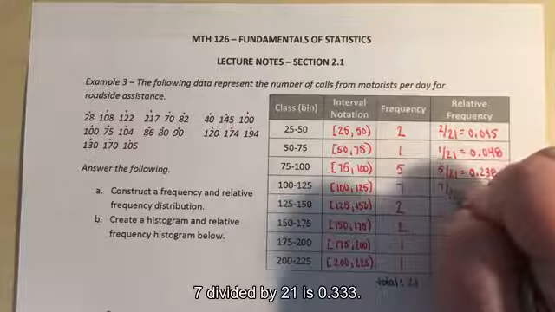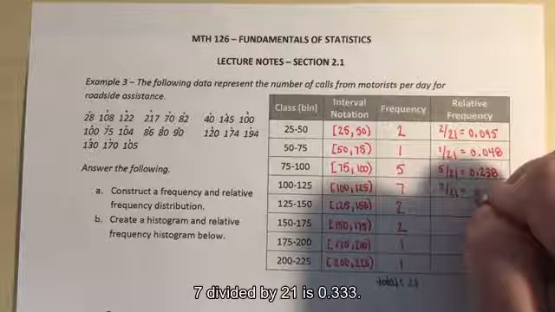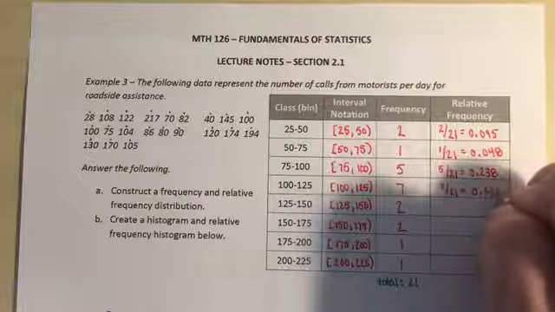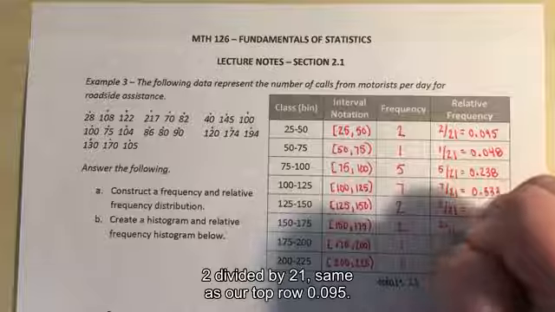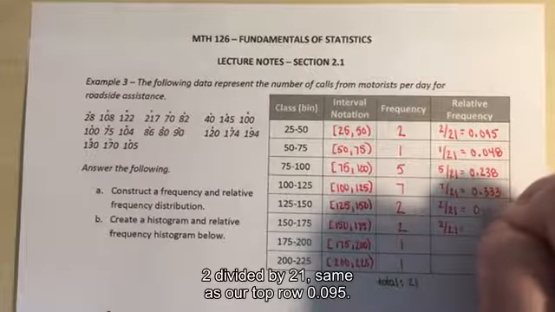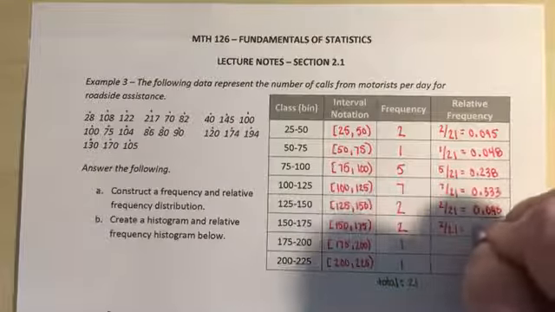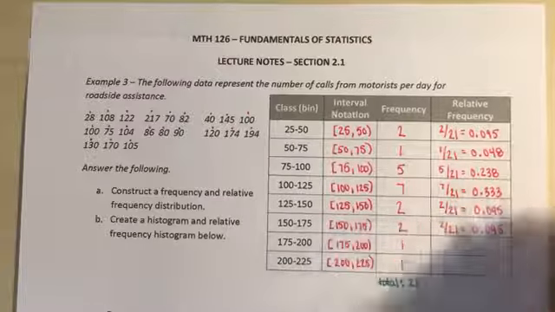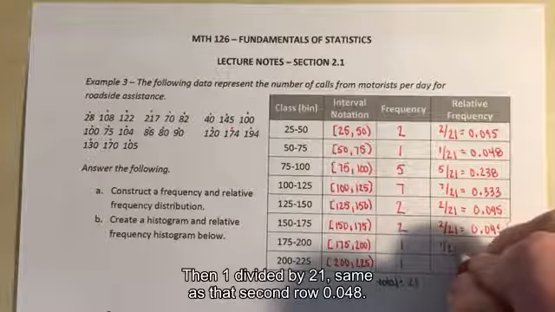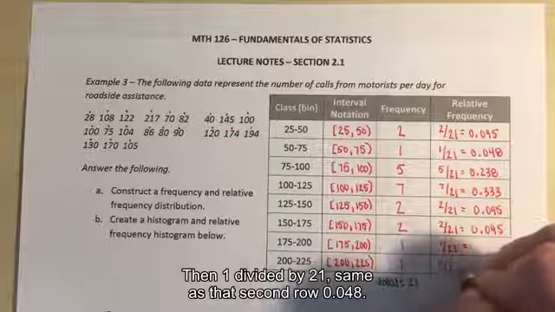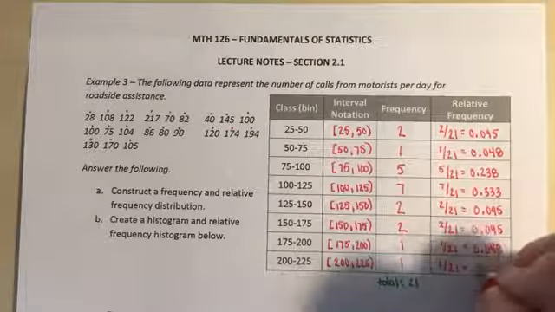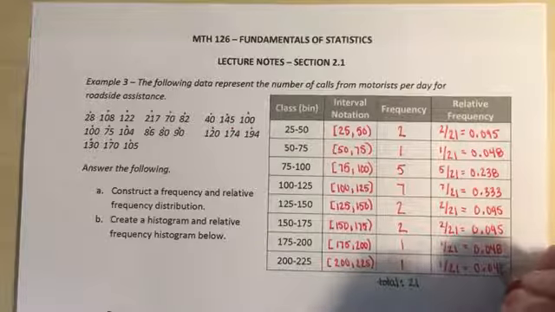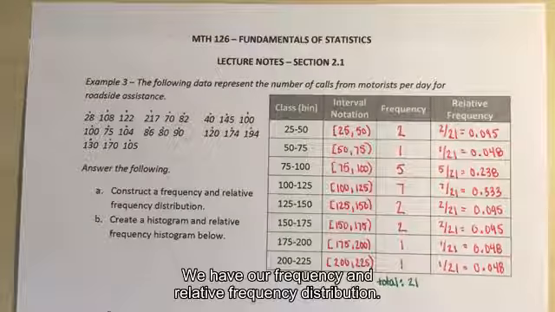7 divided by 21 is 0.333. All right, 2 divided by 21, same as our top row, 0.095. And then 1 divided by 21, same as that second row, 0.048. So we have our frequency and relative frequency distribution.